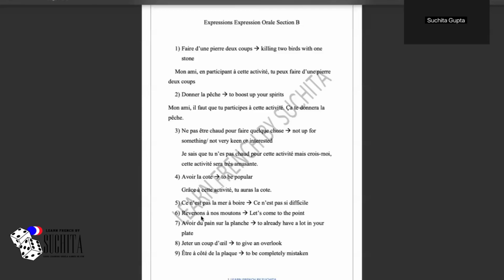Alors, ce n'est pas la mer. Revenons à nos moutons. I was just using this in one of the classes, no? Let's say, while saying something, you digressed and you want to say, oh, let's come back to the point. You can say, revenons à nos moutons.